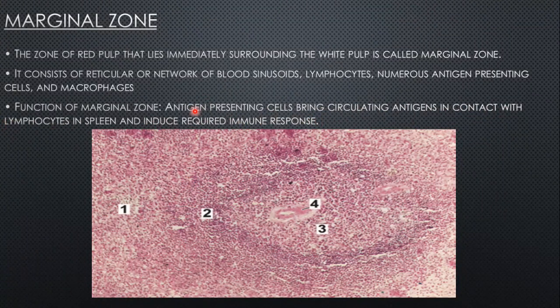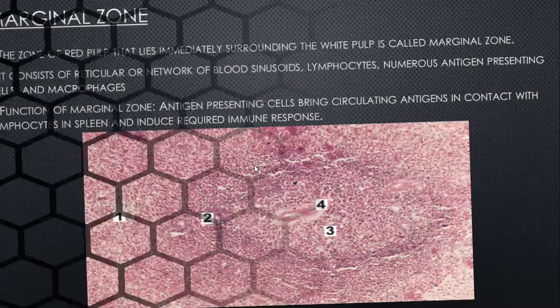So these antigen presenting cells go where the antigen is, digest that antigen, then bring some specific peptides to the lymphocytes, so as to induce the required immune response. Remember, like in the skin, we have Langerhans cells. We also have other cells such as the dendritic cells and macrophages.